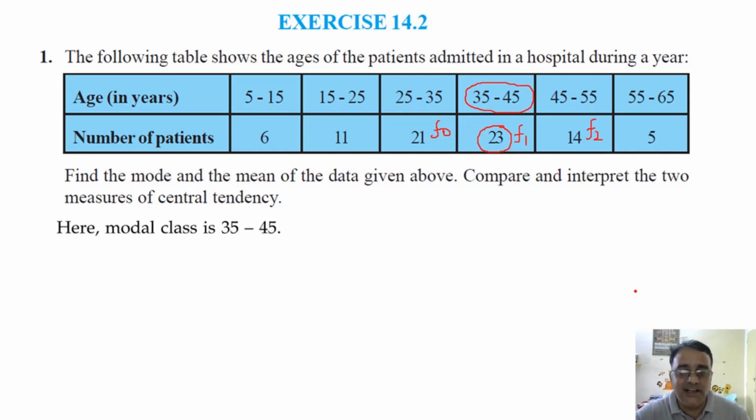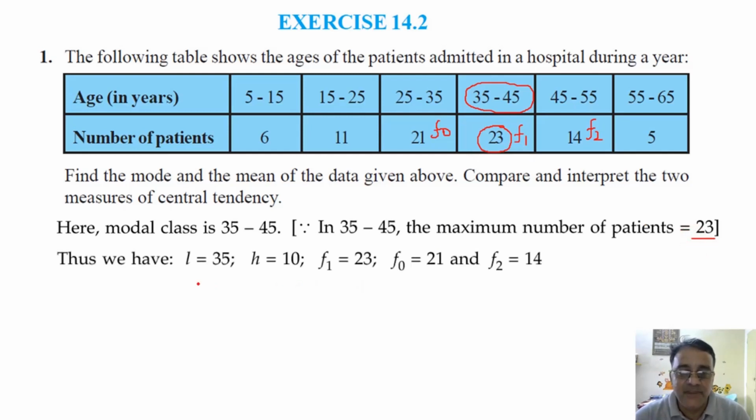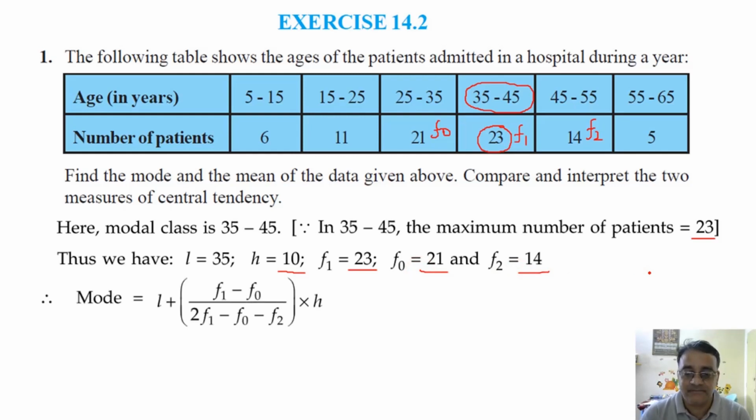So here the modal class is 35 to 45. Why? Because in 35 to 45 the maximum number of patients is 23. So L is equal to 35 and H is equal to 10, F1 is 23, F0 is 21, F2 is 14. Now write the formula.